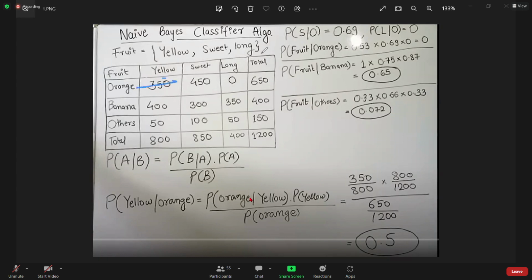Clear this part? Now the next one, banana. Out of 400 bananas, yellow bananas are 400. Out of 400, 300 bananas are sweet, and out of 400, 350 are long. Understand, guys? And the other one is mixed fruit. Others means it is a mixed fruit, it could be a combination of anything. So we have a total of 150 fruits, and out of 150, 50 fruits are yellow, 100 fruits are sweet, and 50 fruits are long. I don't want you to add this because there is no need to add, but yes, you can add this way.